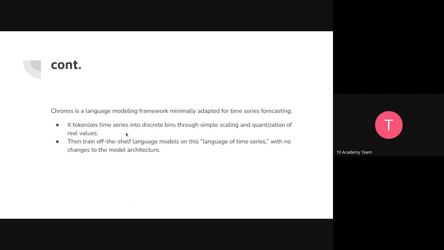So they tokenized the time series into discrete bins. They scale the variable first and quantize it, basically discretizing it. And of course, the output prediction will be dequantized. From a bin, you will get an actual continuous value, and then a reverse scaling, so you get back the normal scale.